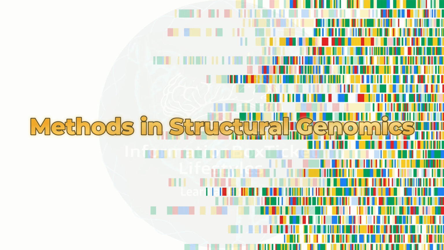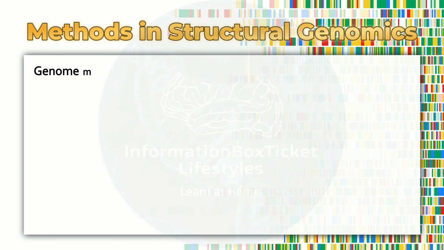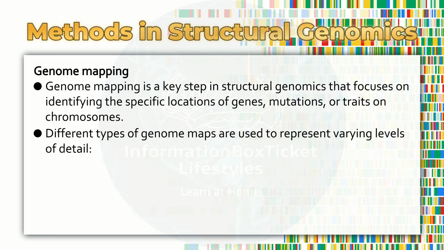Methods in structural genomics. Genome mapping. Genome mapping is a key step in structural genomics that focuses on identifying the specific locations of genes, mutations, or traits on chromosomes. Different types of genome maps are used to represent varying levels of detail.